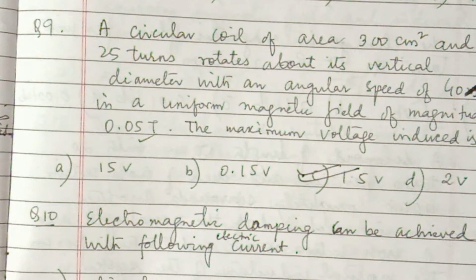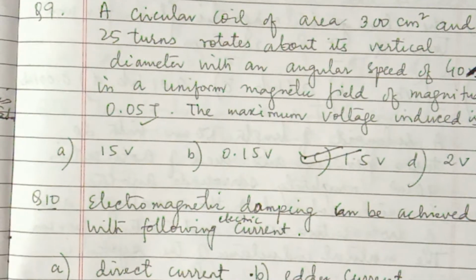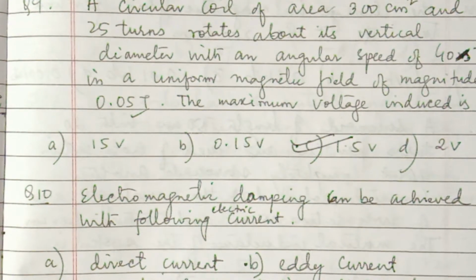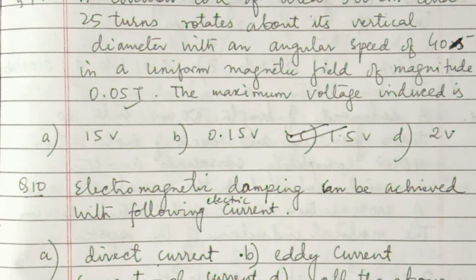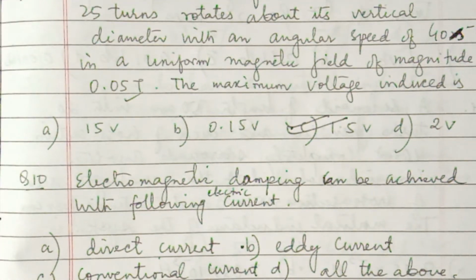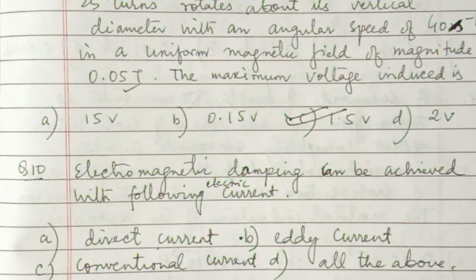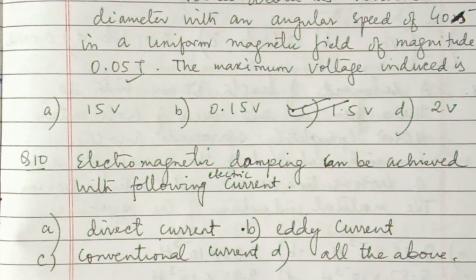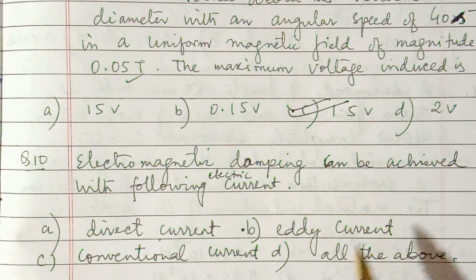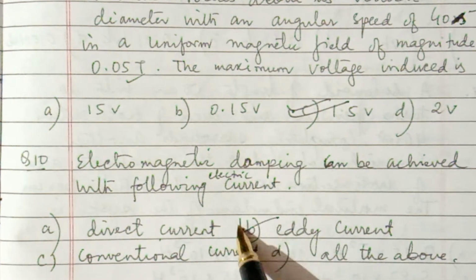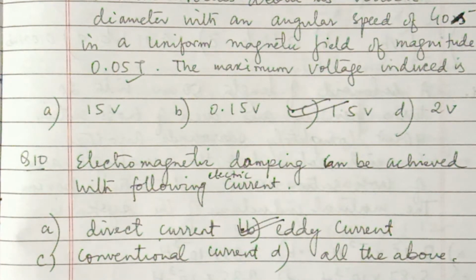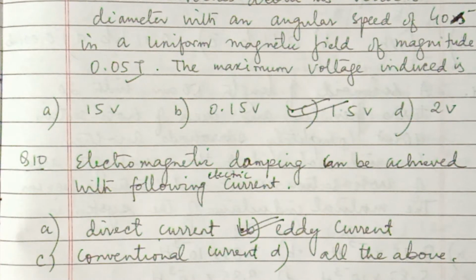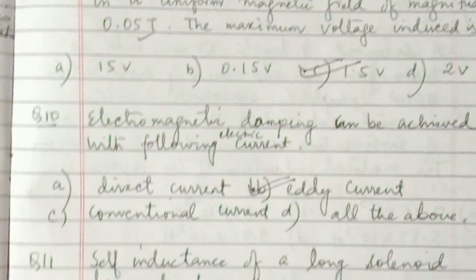So when the coil rotates in the magnetic field, EMF is induced and current starts flowing. Okay, next question: electromagnetic damping can be achieved with the following current. So this is eddy current. This is the application of eddy current. Okay.